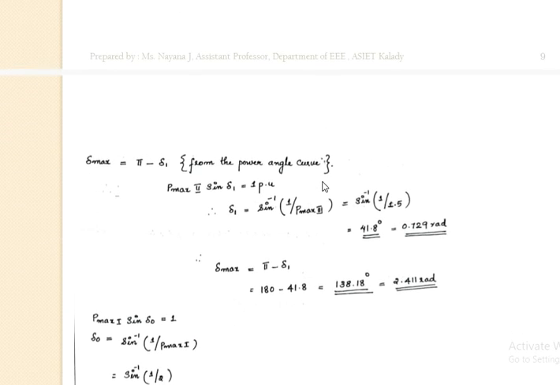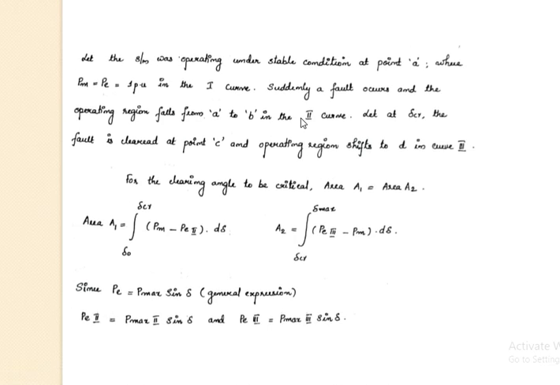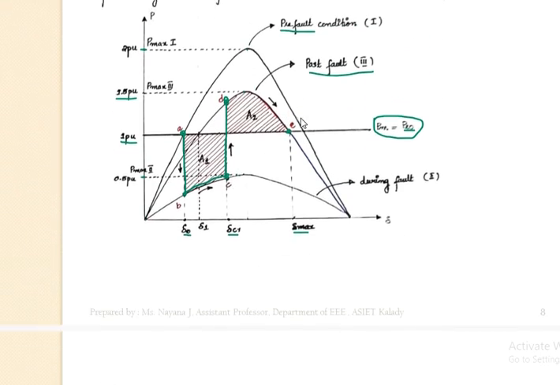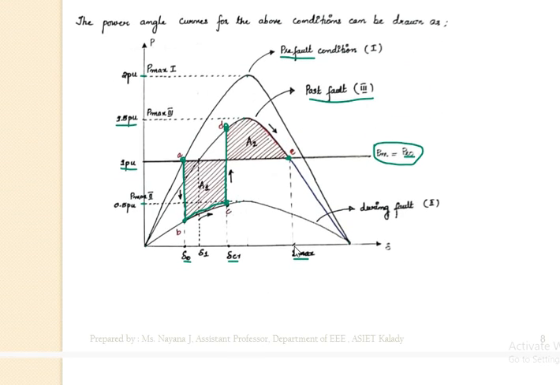Now, we already know what P max 2 and P max 3 are. Now from this curve, how can you write the value of delta max? This value is pi, isn't it? So delta max is equal to pi minus this much. Observe the curve, pi minus this much.